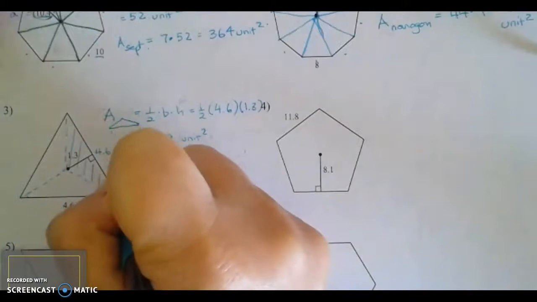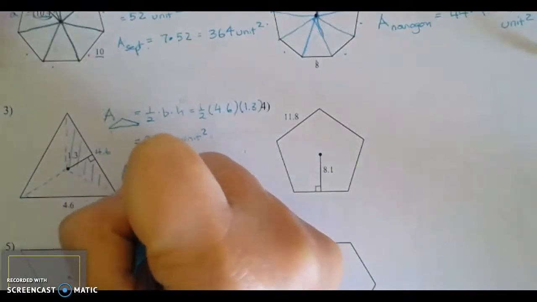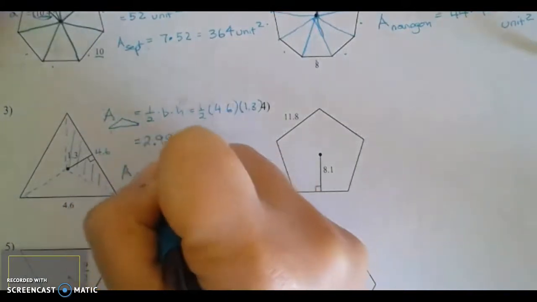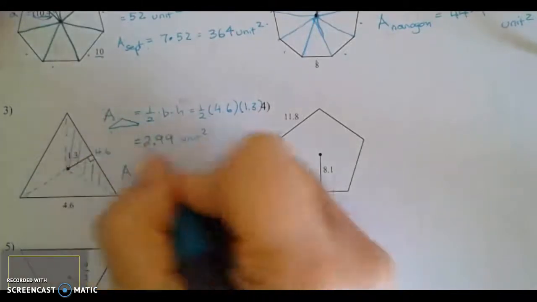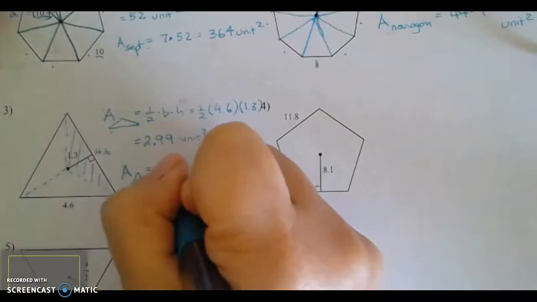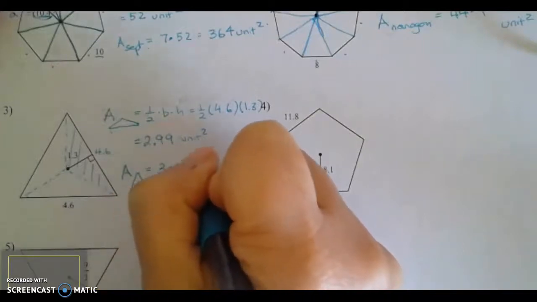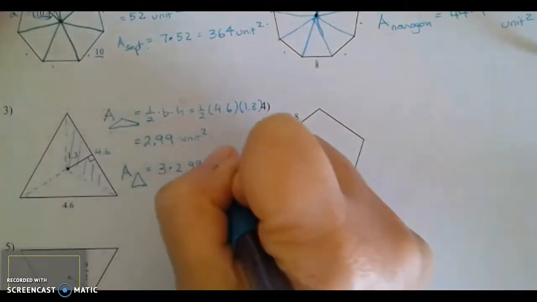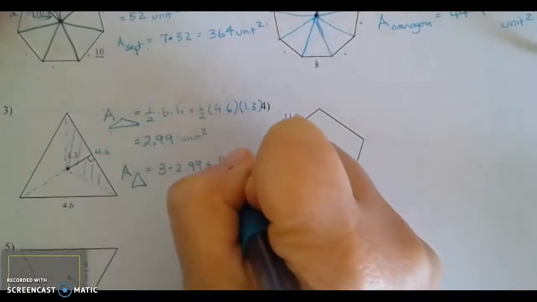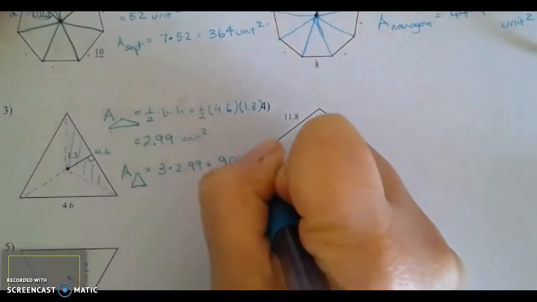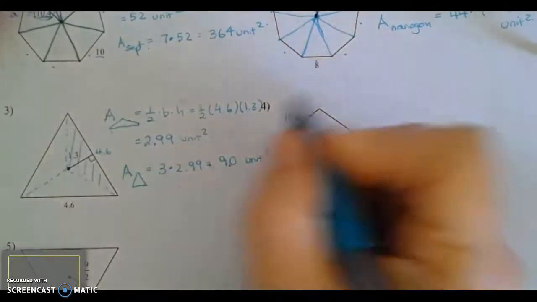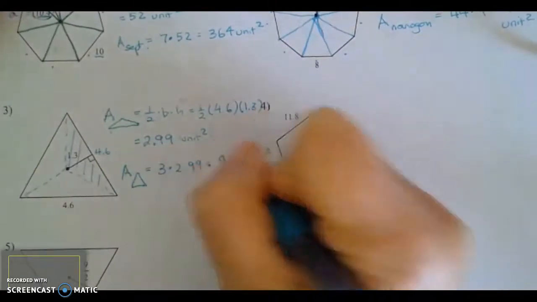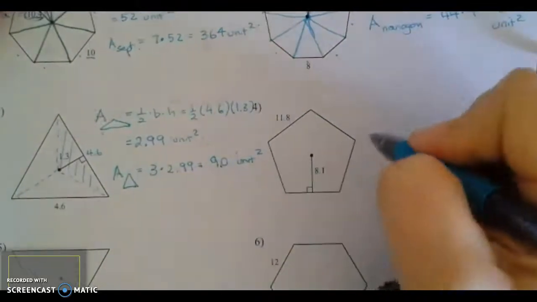And so the area of the equilateral big triangle is going to be 3 times 2.99, because there are 3 identical triangles that make up this big triangle. And that is going to be approximately 9.0 units squared. Okay, oh, yeah, 9.0. Alright, so then number 4.